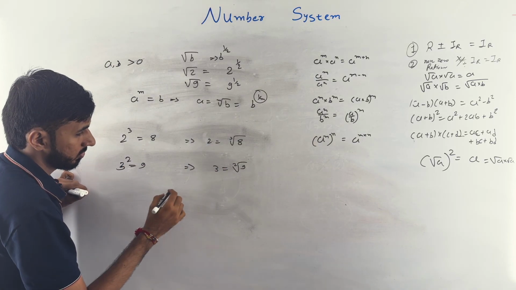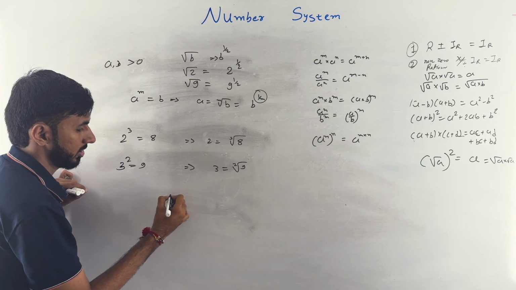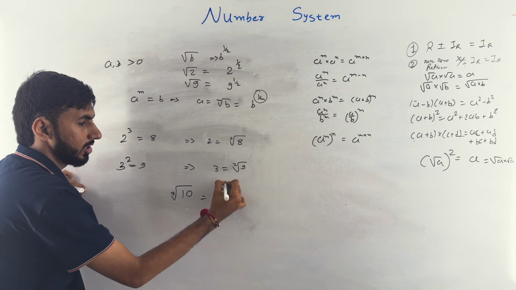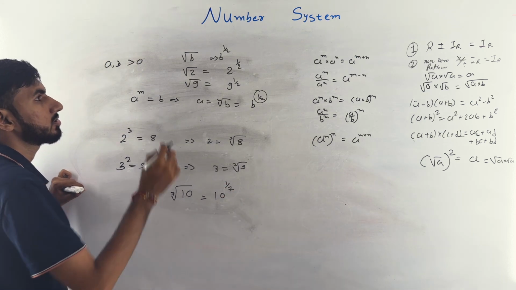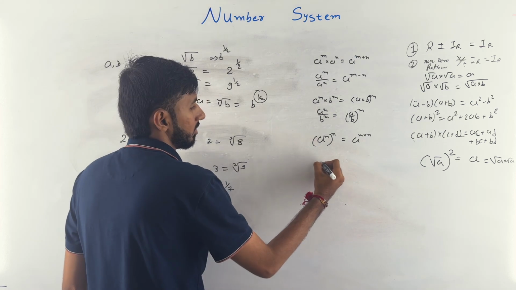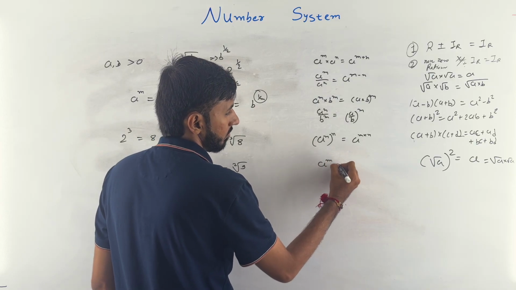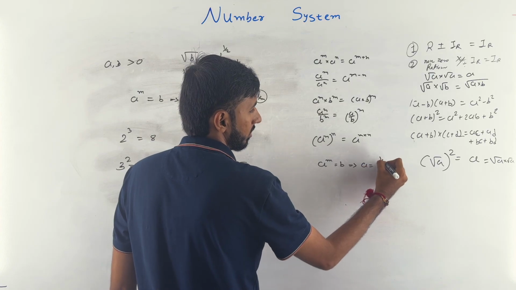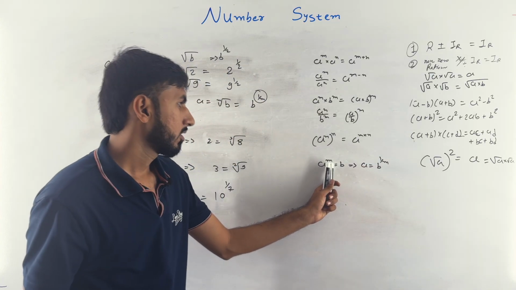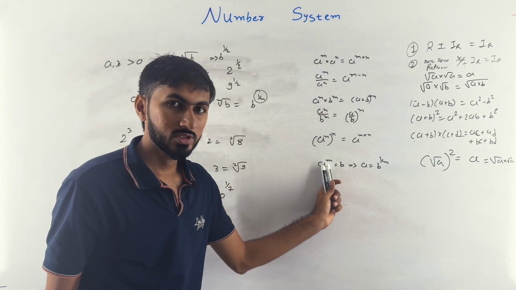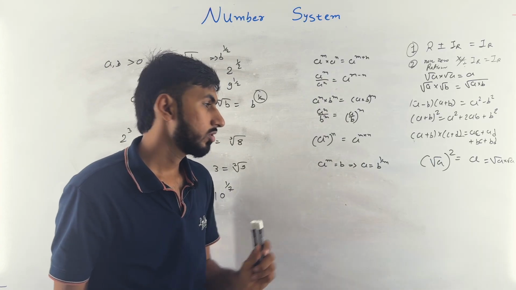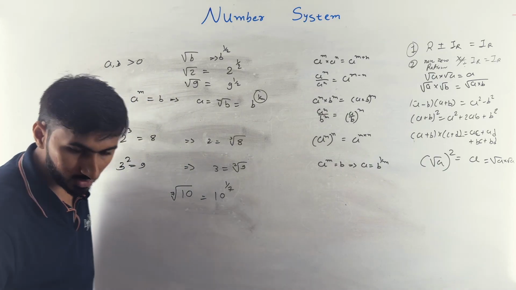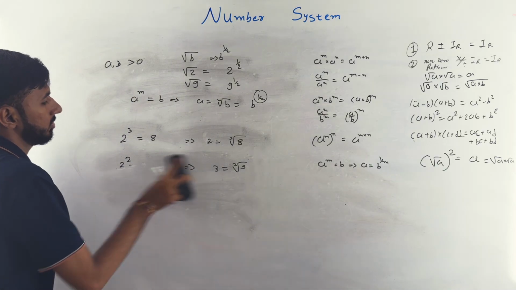Now let's say I have to write 7th root of 10. I can write it as 10 power 1 by 7. So this is another thing that you have to learn, that a power m equal to b, then I can write it as a equal to b power 1 by m. If I remove power from one side of the equation and move it to the other side, I have to write it as a division, 1 upon m. So this is another thing that you have to learn.